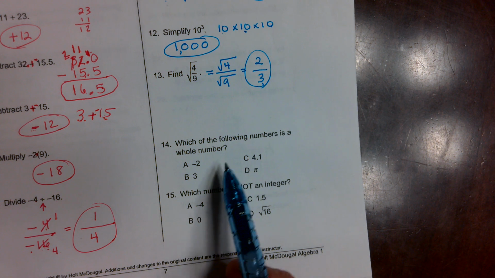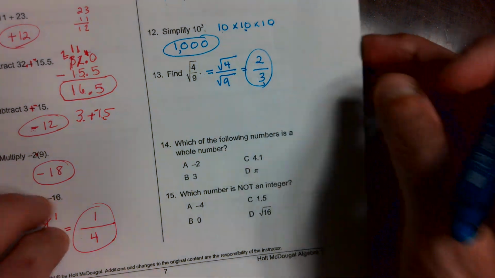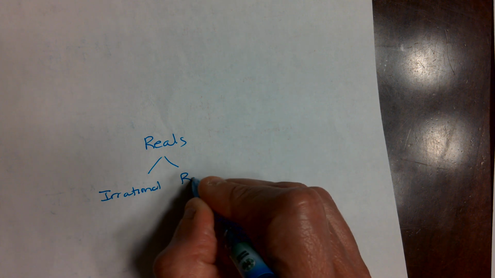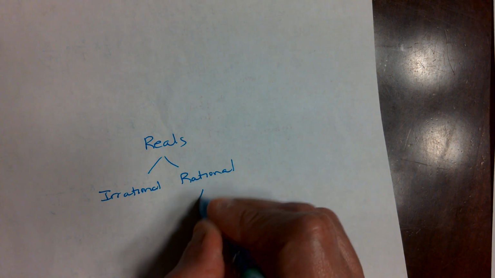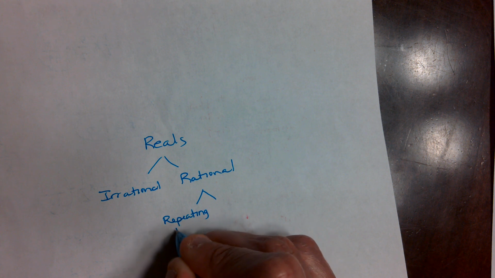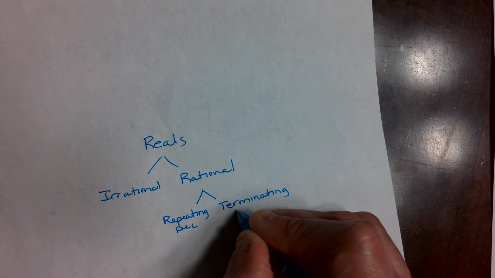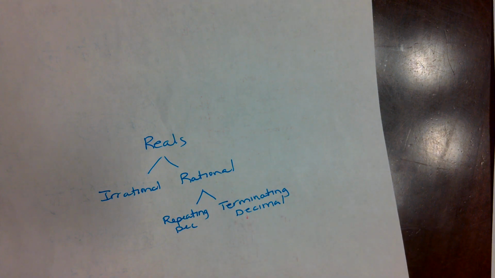Which of the following is a whole number? So I want you to try to remember what's the very bottom of our chart, just going to turn this over for a second. Remember we had at the top, we had reals, and then the reals dropped off into what? Irrational and rational. And then the rational dropped off into repeating decimals, and terminating decimals.